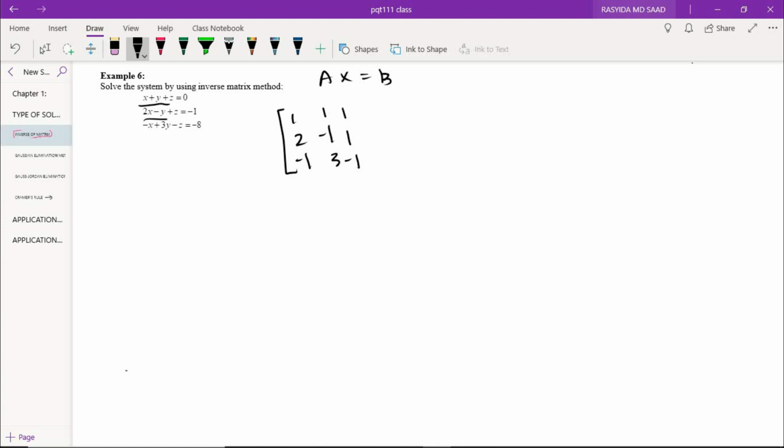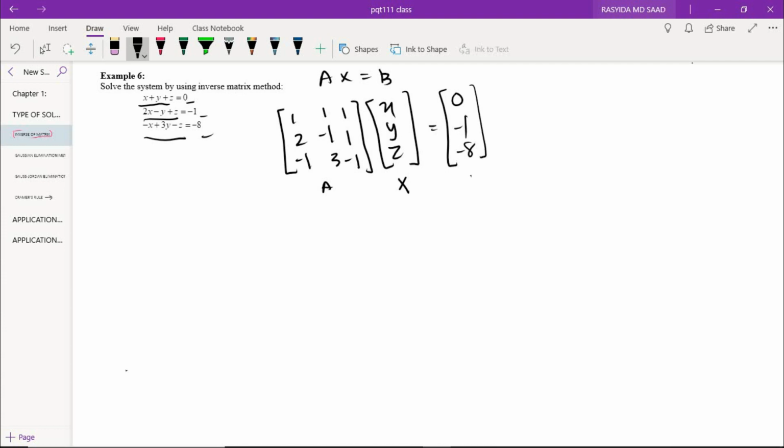Remember, this is matrix A. And then matrix X, since the variables that we have here are X, Y, and Z, this is our matrix X. And then our matrix B is 0, negative 1, negative 8.